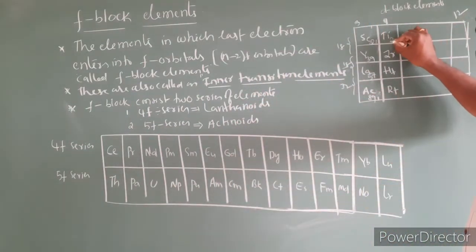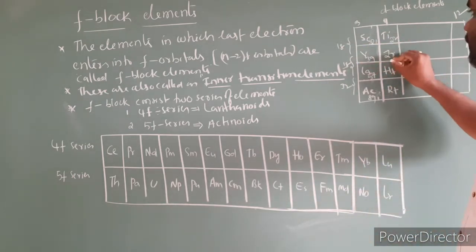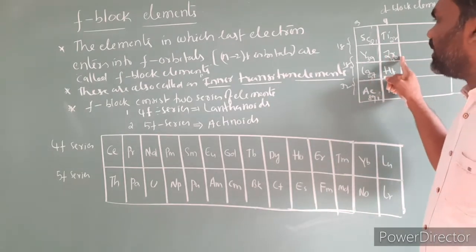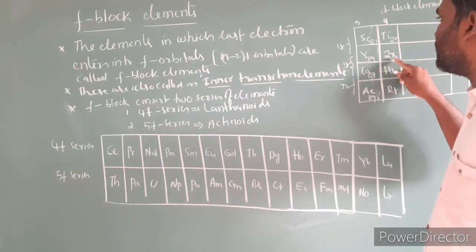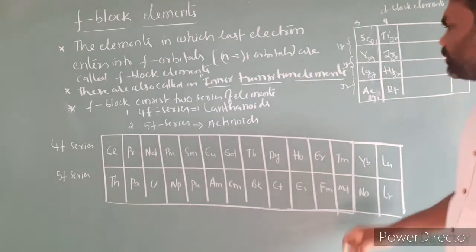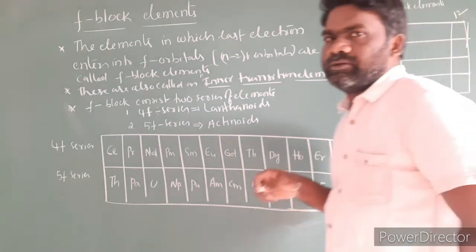So titanium is 22. To this 22 we have to add 18. So 22 plus 18 we will get 40, isn't it? To this 40 we have to add 32. Then we get atomic number 72. To this 72 we have to add 32. We are going to get 104. Atomic number of Rutherfordium is 104.